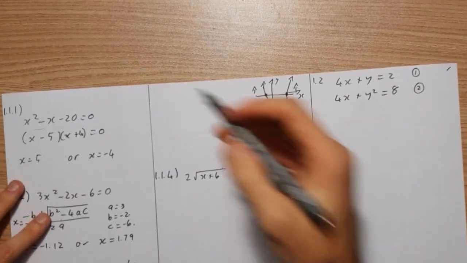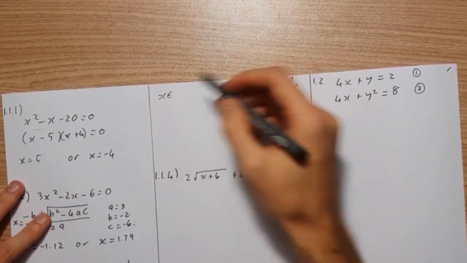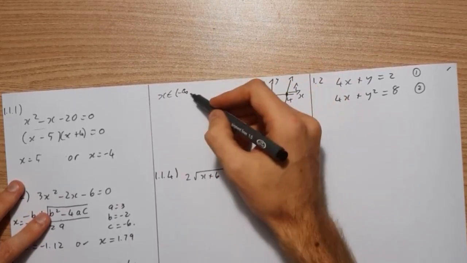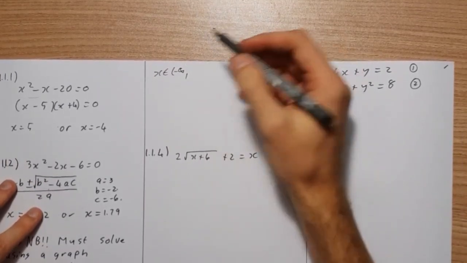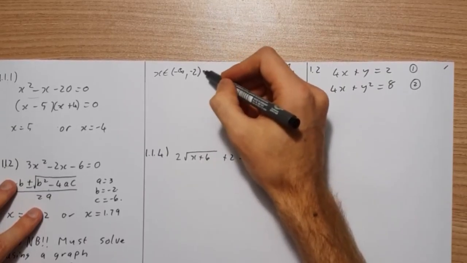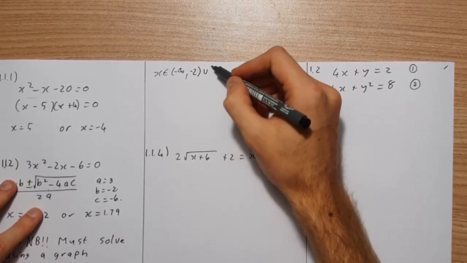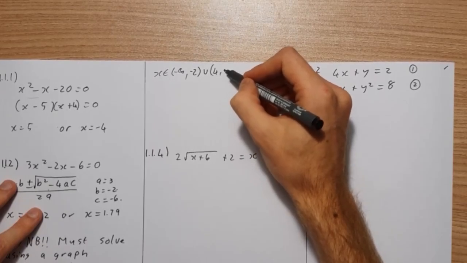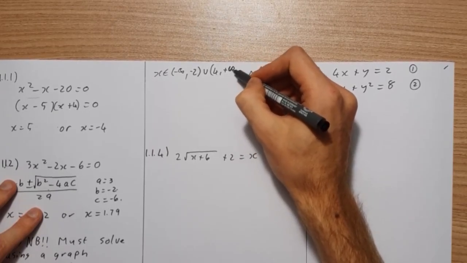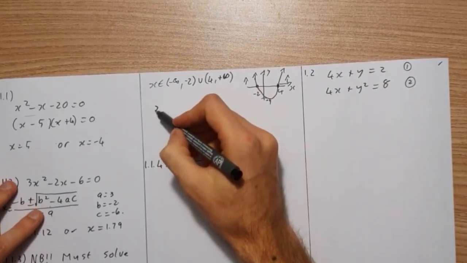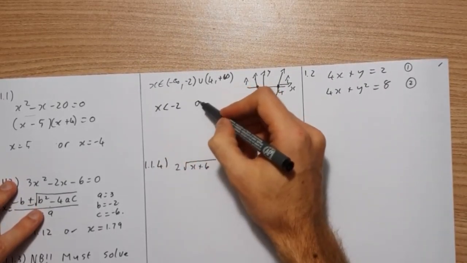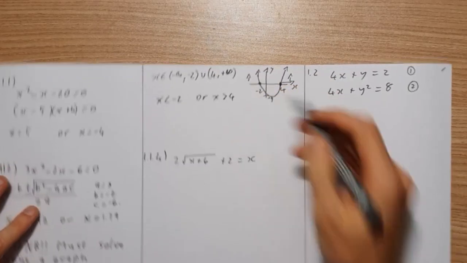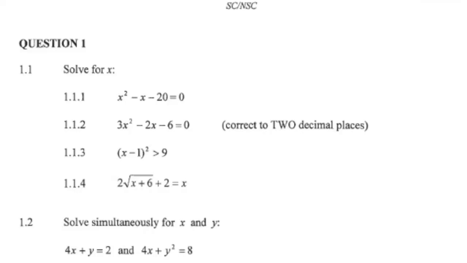Okay, so your final answer over here is x is an element of negative infinity, not including, up to negative 2, round bracket, union then with 4 up to positive infinity. Okay, or you could just state that x must be less than negative 2 or x must be greater than 4. Now looking at 1.1.4, there's a square root involved over there. It's also for 4 marks. So let's see how we're going to go about this one.